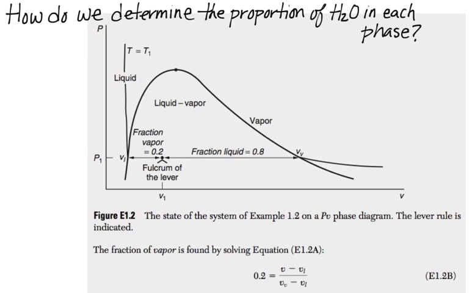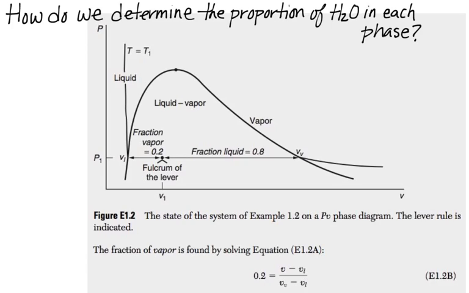Under the vapor dome, we have both a liquid and a vapor. We have 2 phases going on under the vapor dome. Outside of the vapor dome, we have one phase, either liquid or vapor. And up at the top is that dot, which is, of course, the critical point. Okay, so let's take a look at this.